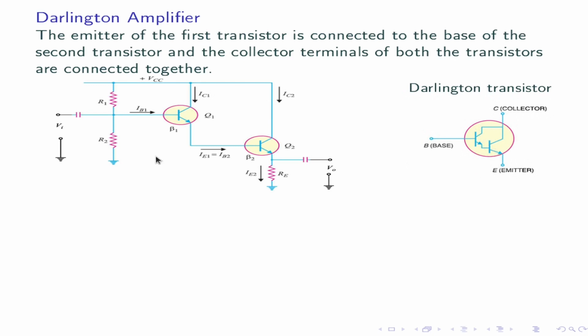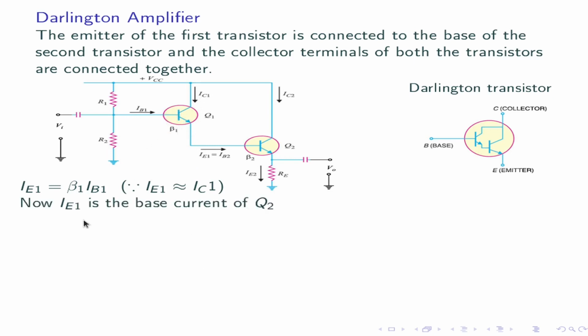In Darlington amplifier, IE1 is equal to beta 1 times IB1, since IE1 is approximately equal to IC1. Beta 1 is the amplification factor of first transistor Q1. Now IE1 is the base current of Q2. That is, IE1 is equal to IB2. IE2 is equal to beta 2 times IB2, where beta 2 is the current amplification factor of Q2. That is equal to beta 2 IE1, that's equal to beta 2 into beta 1 IB1.